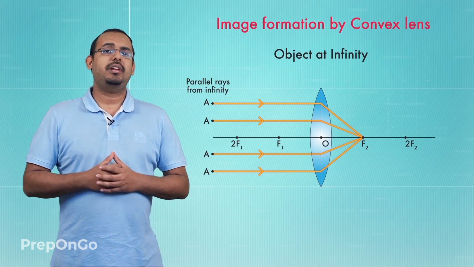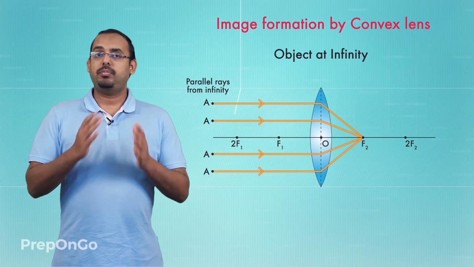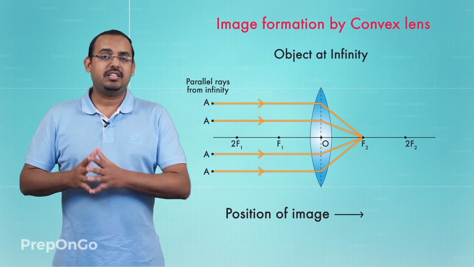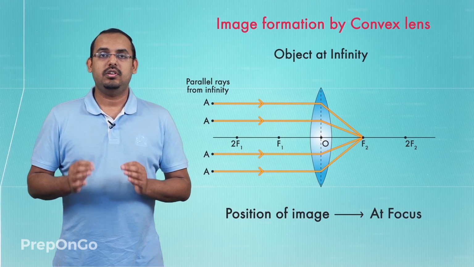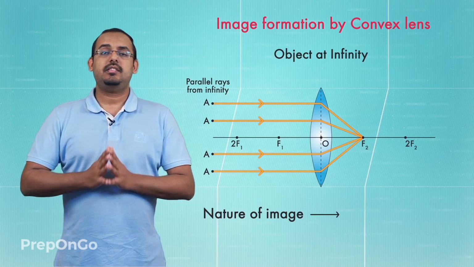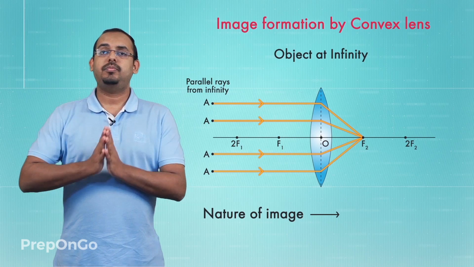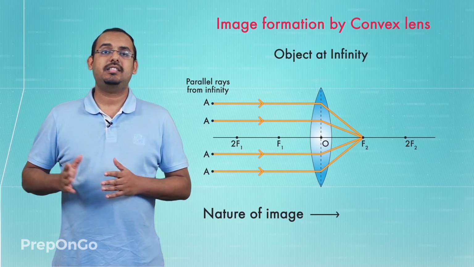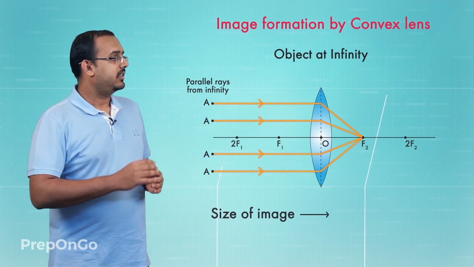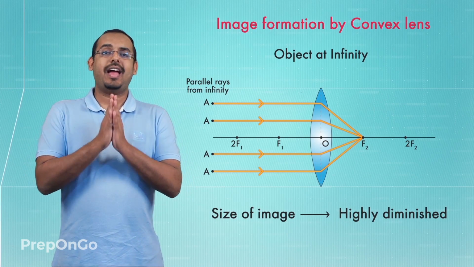So now if we try to summarize the position and nature of the image that is formed in this case, where an object is placed at infinity with respect to a convex lens, we can say that the image for such an object is formed at the focus of the convex lens. About the nature of the image, since the refracted rays actually meet to create the image of the object, the image that is formed by the convex lens in this scenario is a real and inverted image. Now we can also see that the convex lens forms a point image or a highly diminished image of the actual object, right?